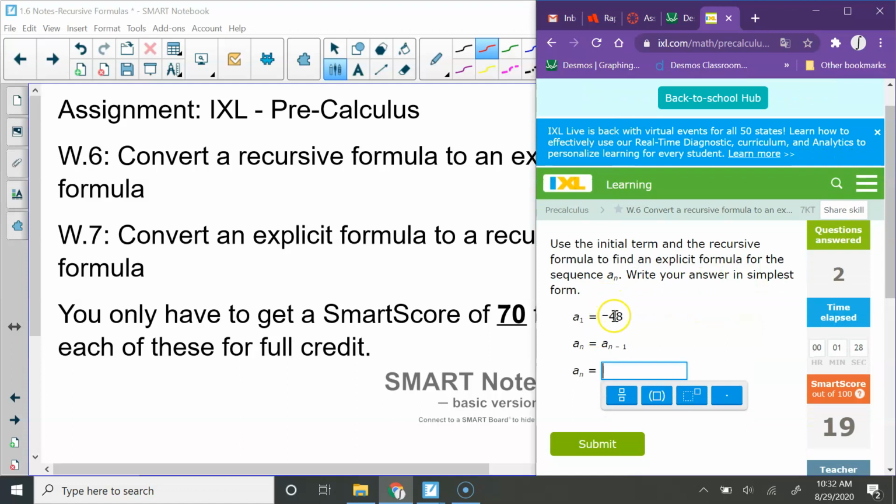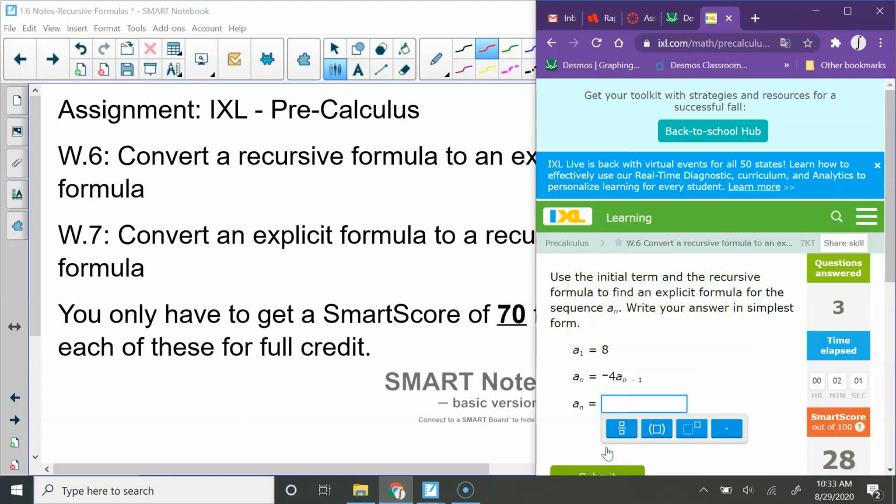Now, here's one that I wanted to specifically show you for this. A sub 1 is negative 48. A sub n equals a sub n minus 1. That means a sub n is the same as a sub n minus 1. So if a sub 1 is negative 48, then the next term, a sub 2, is also negative 48. And then the next one is negative 48. You just always have negative 48. So if you see one like this, it's just a constant function. It's a horizontal line. And so it's just going to be negative 48. No n's or anything, just negative 48. This is a constant that you'll have here.